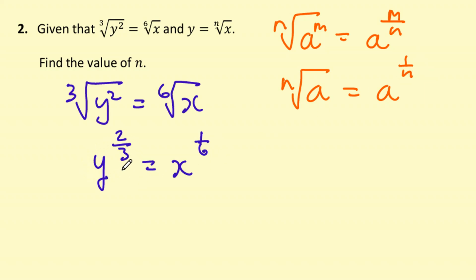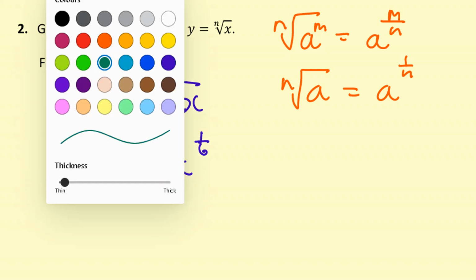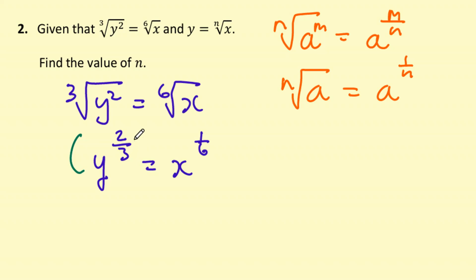We want to isolate the y on the left-hand side of this equation. In other words, we want to get rid of the power here. And we can do so by raising both sides of the equation to the power of the reciprocal of 2 over 3. In other words, to the power of 3 over 2. So we raise both sides to the power of 3 over 2.